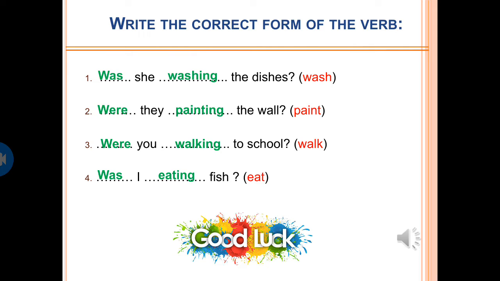Write the correct form of the verb. 1. Was she washing the dishes? 2. Were they painting the wall? 3. Were you walking to school? 4. Was I eating fish?